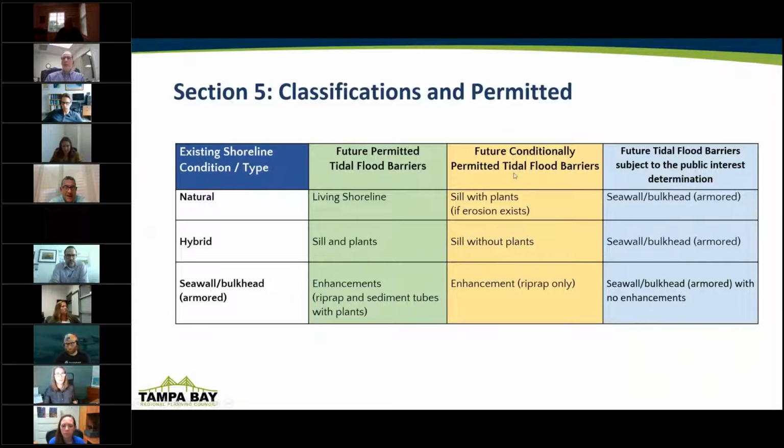So future conditionally permitted means you may have reasons to do these other things, but you're going to have a slightly different permitting review process, all the way till we get to, well, you're natural now, but you think you want to put up a seawall. And so what is the criteria for doing that? This is where we use the public interest determination process, and I'll explain that in a minute, which is an existing environmental permitting process already in place by the state. So we didn't invent new criteria, but we leveraged what is already there now.